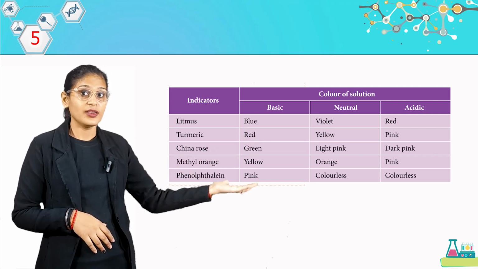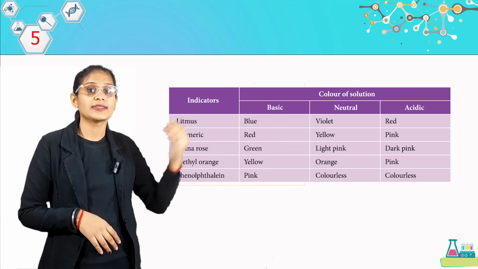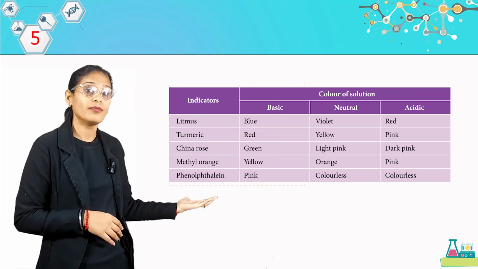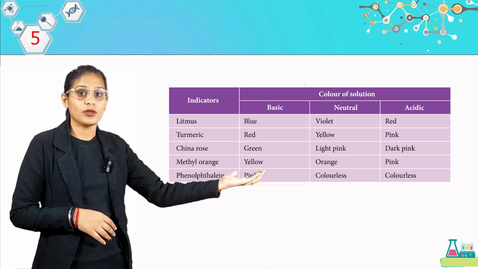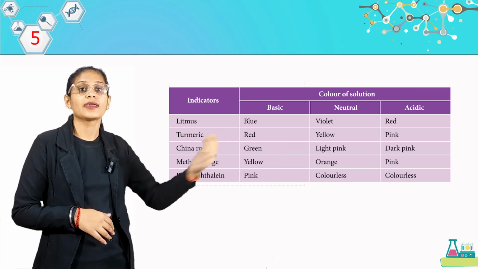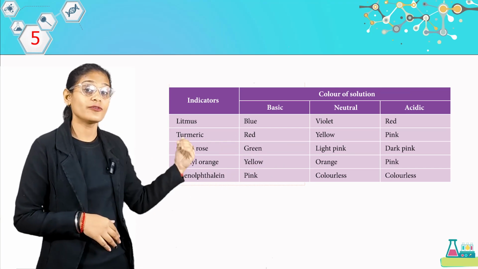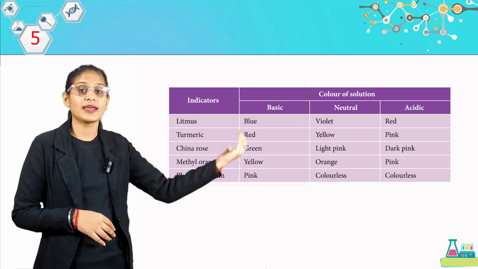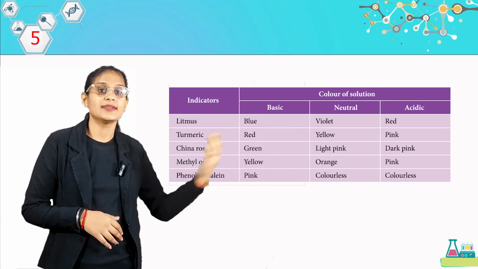Then we have China rose. In basic, green. In neutral, light pink. In acidic, dark pink. Then we have methyl orange. It is yellow in basic, orange in neutral, and pink in acidic. Then we have phenolphthalein. It is pink in basic, colorless in neutral, and colorless in acid.